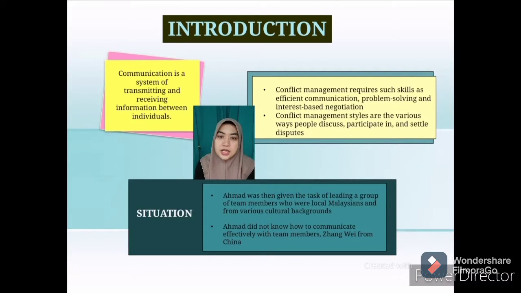Conflict management styles are the various ways people discuss and participate in conflict. It is a process that stems from one person's frustration with another and involves individual characteristics such as emotional factors, personality, cognitive strength, and the existence of incompatible behavior or activities.